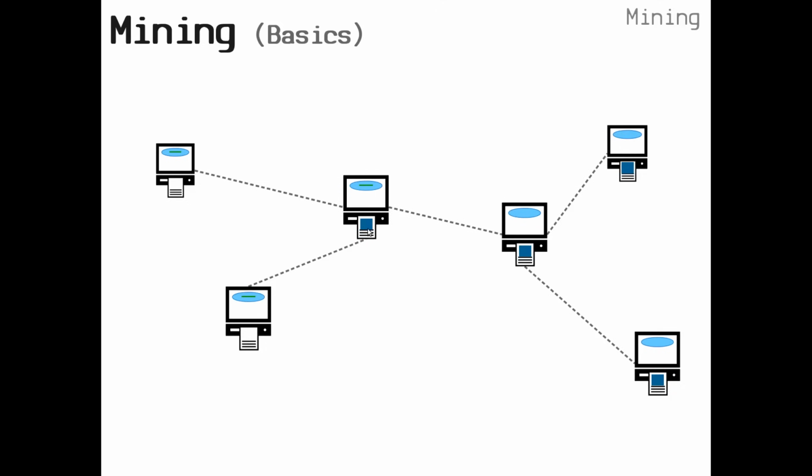They'll add it to the file, kick out any conflicting transactions that are included in that block, and then pass on the block like so, and they'll do the same thing. So that's how mining works on a basic level.